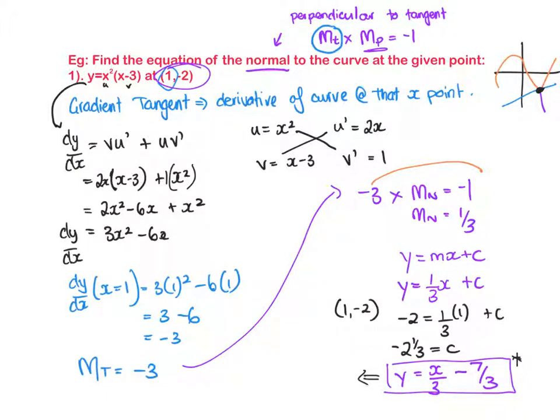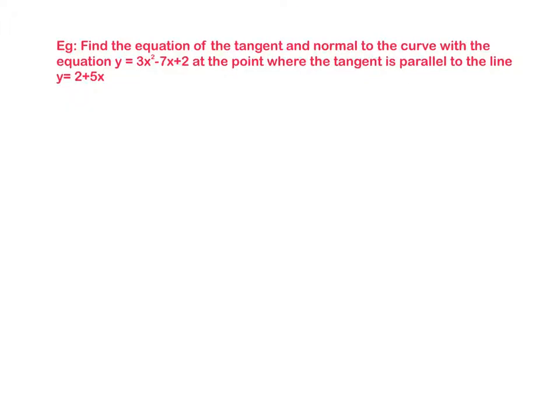All right, let's do this one. I'll go back, so don't stress. Find the equation of the tangent and the normal. So we want the tangent and the normal to the curve, so here's our equation, at the point where the tangent is parallel to this straight line.